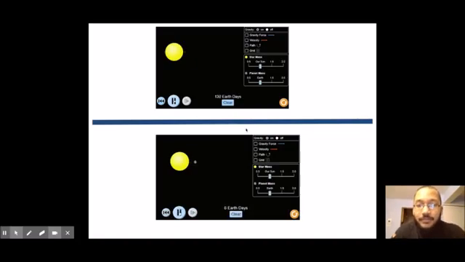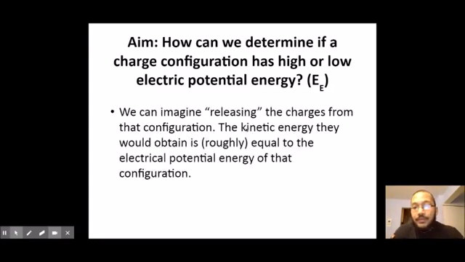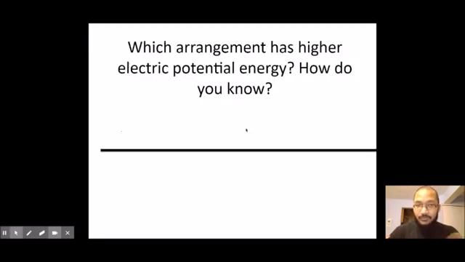Okay, moving on. How does this relate to the electric force? Well, we can use a similar trick to know whether an arrangement is high electric potential energy or low electric potential energy. Basically by releasing the charges and imagining how much kinetic energy we would get out of that. So I'm going to go through some examples. You're welcome to download the slides or follow along in the video.